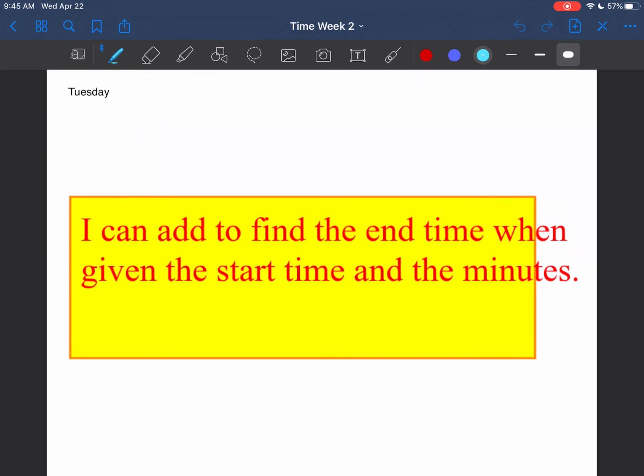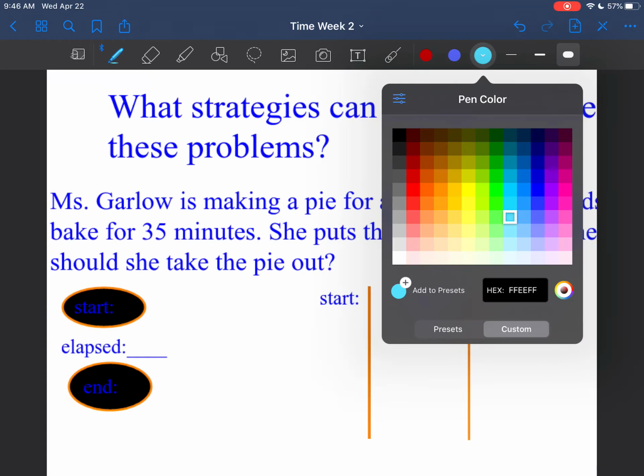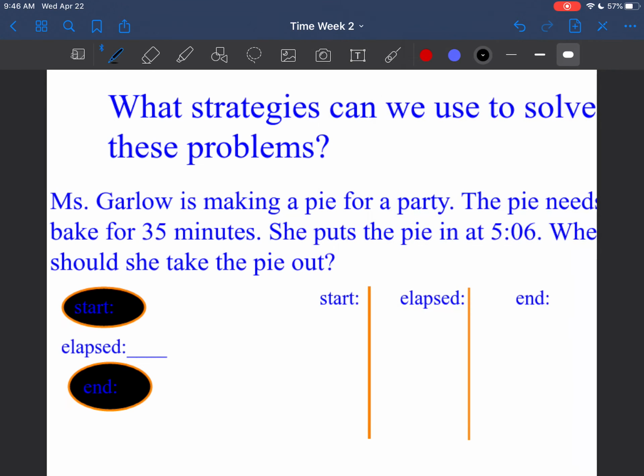So our I can for today is I can add to find the end time when given the start time and the minutes. Let's look at this problem right here. What strategies can we use to solve these problems? Well, we've been spending time talking about the number line. So today in this video specifically, we're going to be using the number line strategy to get us started. Let's read this word problem.